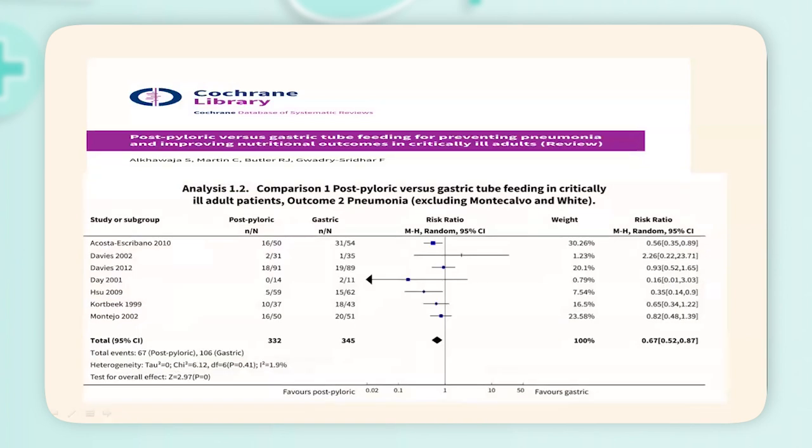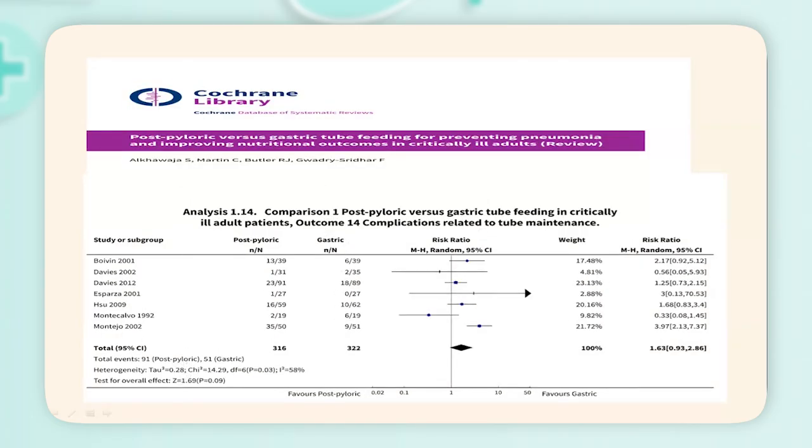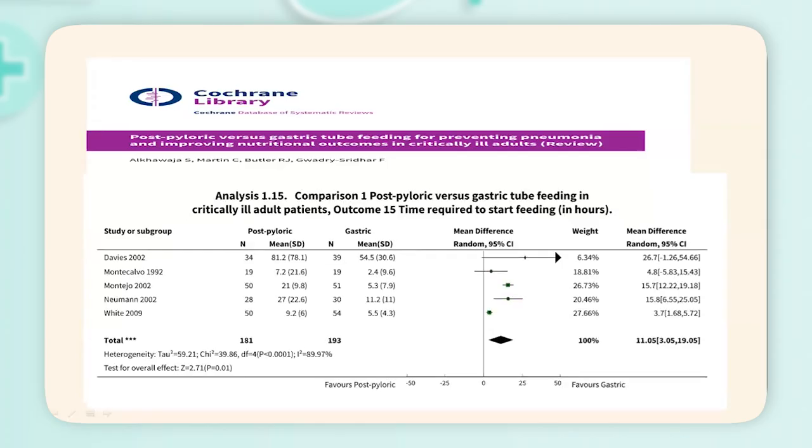Cochrane data analysis has shown that post-pyloric feeding in critically ill patients, of course, causes less gastric residual volume and less chance of aspiration pneumonia. Other than that, post-pyloric feeding has no extra benefit. The insertion and frequent removal of the tube can cause more complications. So the nasogastric tube is much safer and can be used in critically ill patients.